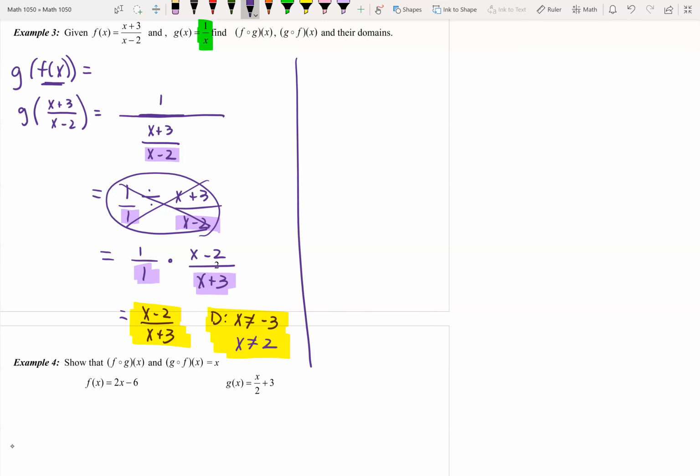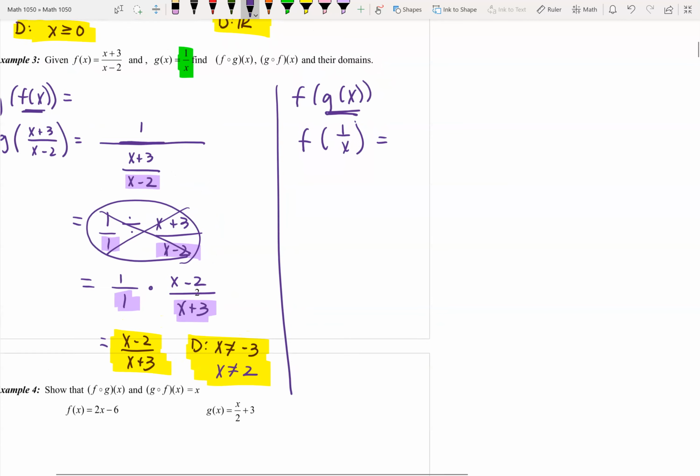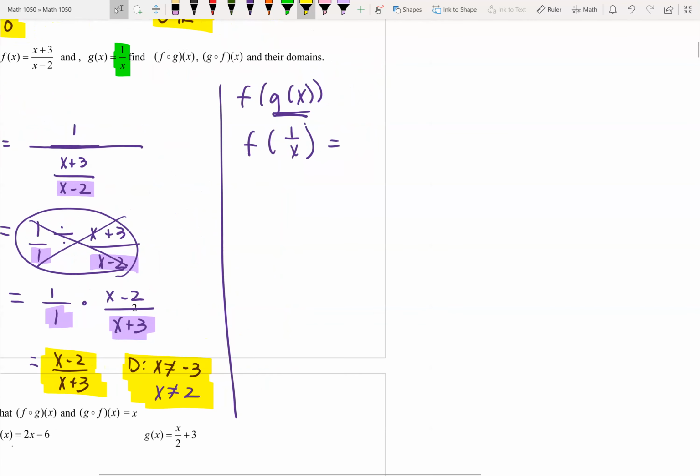Okay, here's the tougher one. Here we go. This is f of g of x. Take that g of x and replace it with what g of x is, which is 1 over x. So now I'm finding f of 1 over x. See this yellow f of x right there?